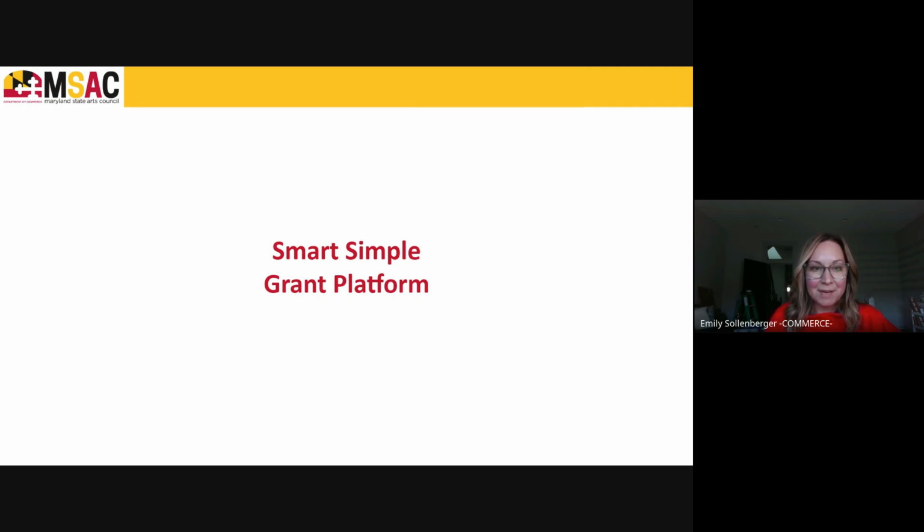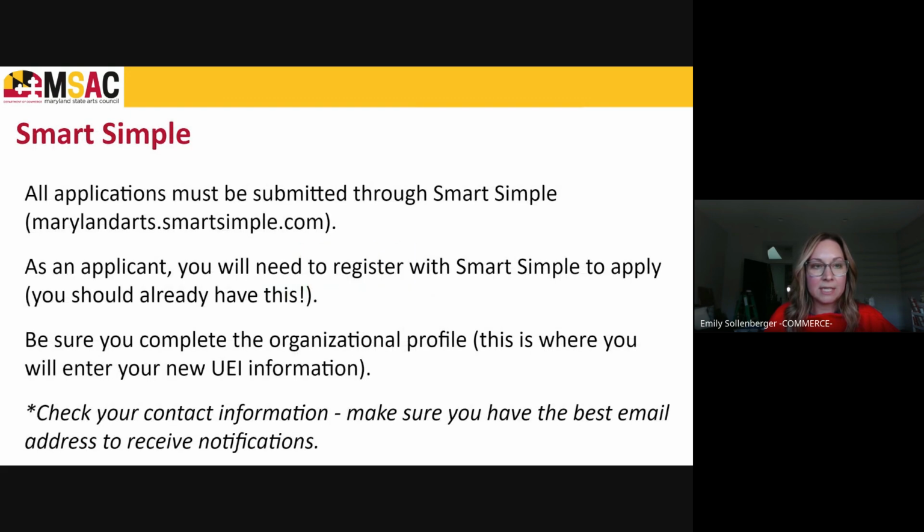And then I'm just going to wrap here with the Smart Simple Grants platform. We've got just a couple minutes left here, but most of you should be familiar with the platform, which you can access on nearly every grant page of our website. But it's also marylandarts.smartsimple.com. So you must submit your application through this system, through your organization that should be already set up with a profile.